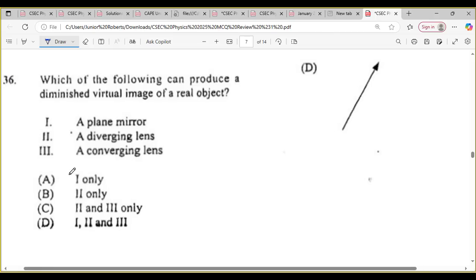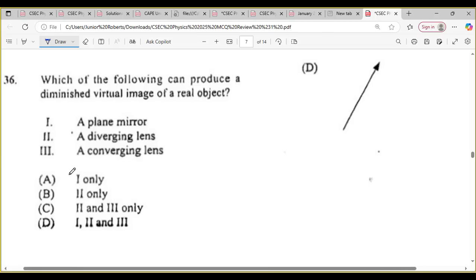Okay. 36 now says, which of the following can produce a diminished virtual image of a real object? So this is a diminished virtual image of a real object. All right, so it says diminished, but it's virtual. Now, we have a plane mirror. A plane mirror produces a virtual image, but it's not diminished. So let's take that out and take that out. Now, option 2 says we have a diverging lens. Now, a diverging lens produces a virtual image that is diminished.